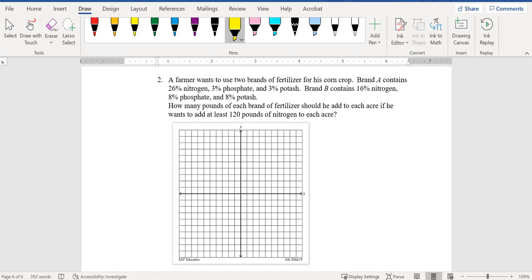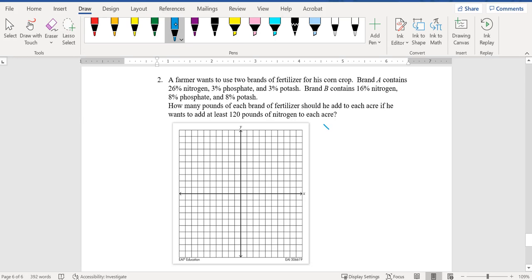Number 2, a farmer wants to use 2 brands of fertilizer for his corn crop. Brand A contains 26% nitrogen, 3% phosphate, and 3% potash. Brand B contains 16% nitrogen, 8% phosphate, and 8% potash. How many pounds of each brand of fertilizer should he add to each acre if he wants to add at least 120 pounds of nitrogen to each acre?